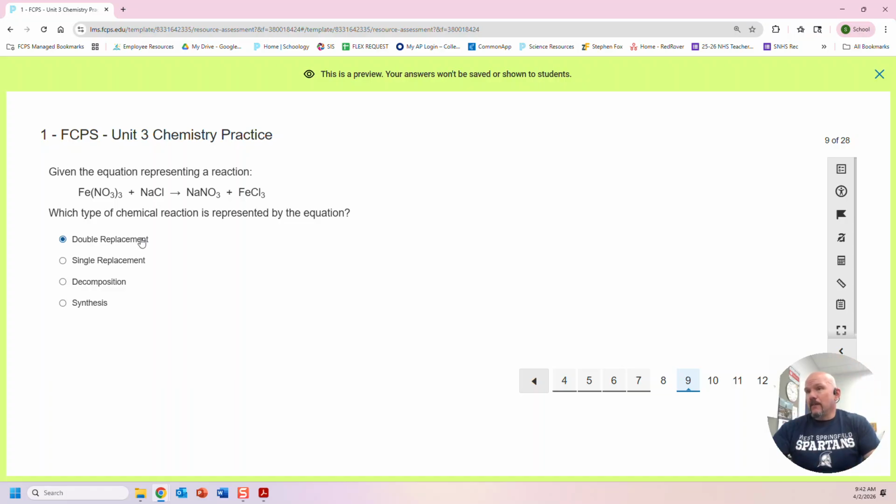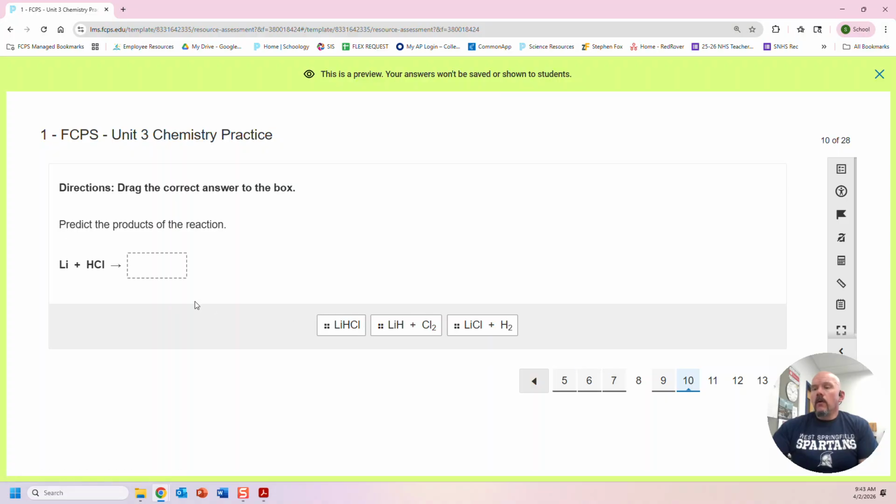So what does that leave us? Double replacement, right? 2 ionic compounds, right? Sodium's replacing iron, iron's replacing sodium, right? Iron's paired up with chloride, and sodium's paired up with nitrate. It's not balanced, but that doesn't matter. It's a double replacement reaction, okay?